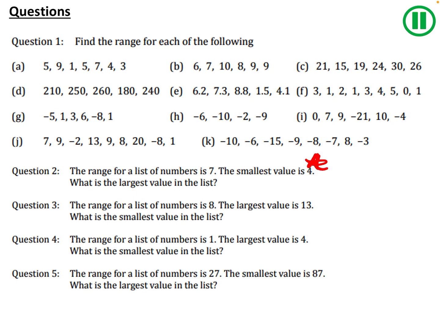We were subtracting the smallest from the largest. So if I know the smallest is 4, and the range is 7, well, I know 4 plus 7 is going to give me my largest value, in which case that would be 11. And to check this is correct, I could do now 11 subtract 4, the largest minus the smallest, and that would equal 7. And 7 is the range. So we know that this is correct. So this is just how you could have worked these out.